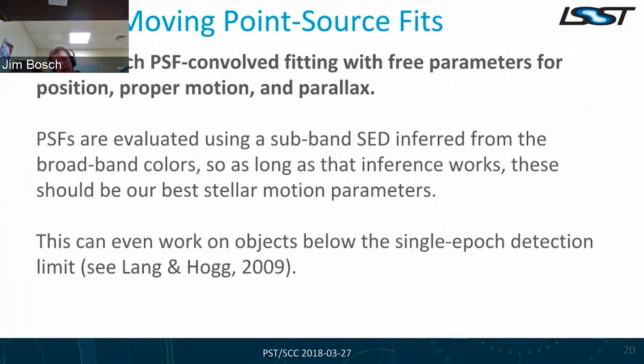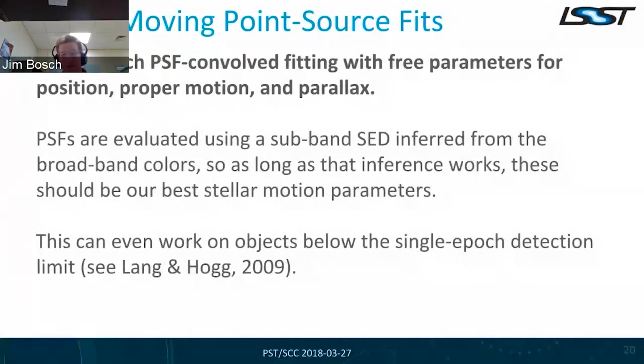Next up is the astrometric measurement that I think most people will want to use most of the time, at least if you're concerned about moving stars. These are the moving point source fits in the object table. These are multi-epoch PSF-convolved fits in which we have free parameters for the position, the proper motion, and the parallax. So this is really a forward modeling of everything you care about in looking at stellar motions. The PSFs in this case will be evaluated using that subband SED we inferred from the broadband colors. I think that'll be just fine for the vast majority of stars, and when that's the case, this should give our best stellar motion parameters.